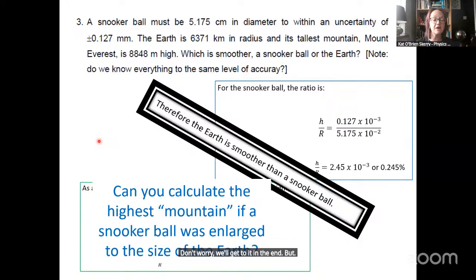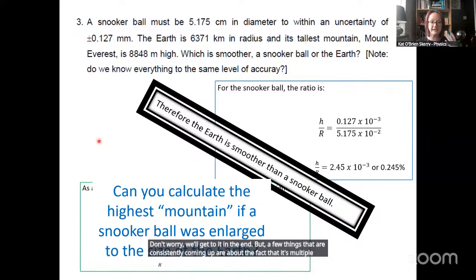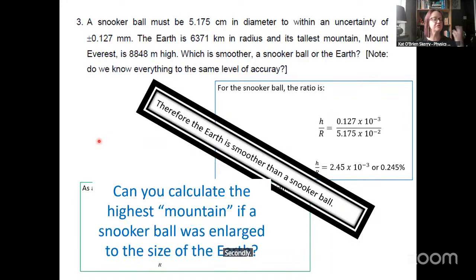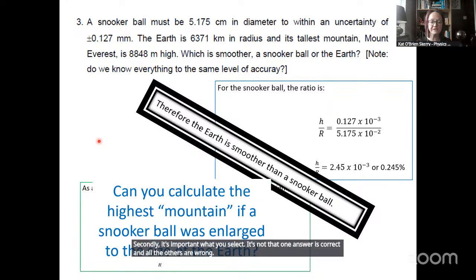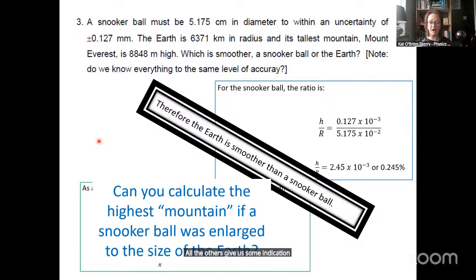But a few things that are consistently coming up are about the fact that it's multiple choice. And again, I just want to reassure you that behind the scenes, we've done a lot of work selecting answers and we get a lot of information from you. But a few things, we do not give negative marks, so we will not remove marks for incorrect answers. Secondly, it's important what you select. It's not that one answer is correct and all the others are wrong. All the others give us some indication of how you tackled that problem. So we get a lot of information from you.